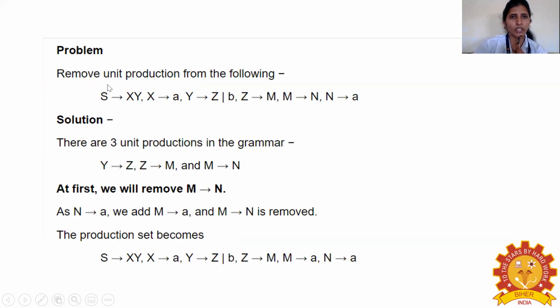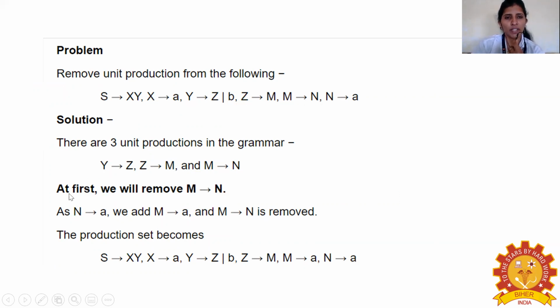Remove the unit production from the following: S to XY, X to A, Y to Z or B, Z to M, M to N, N to A. So what are the unit productions here? Y to Z, Z to M and M to N, since both sides of the arrow mark have only non-terminal symbols.